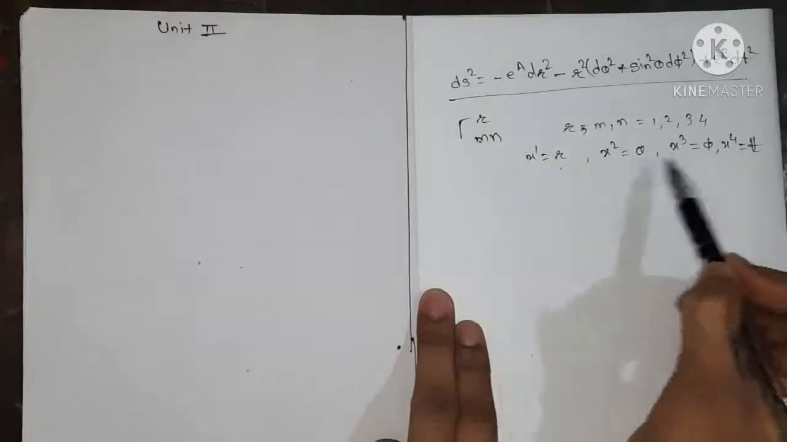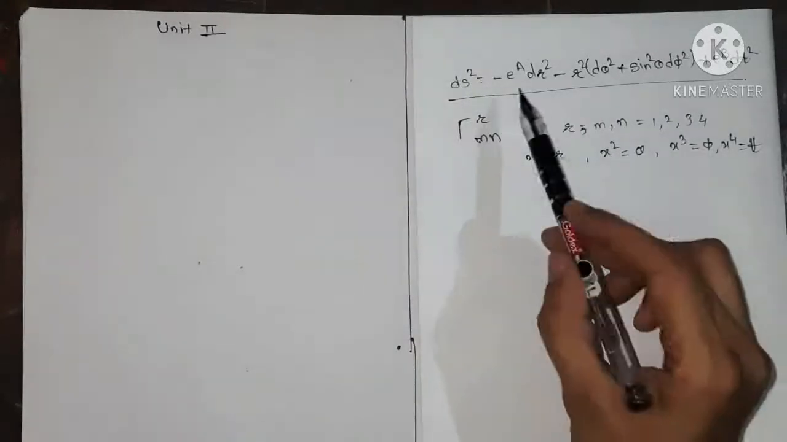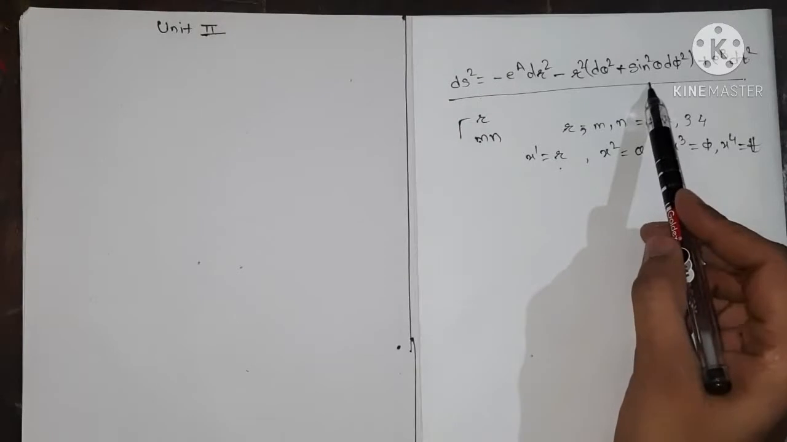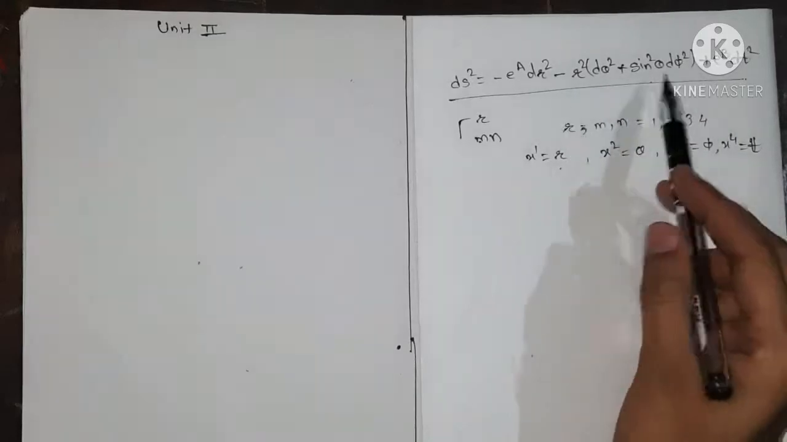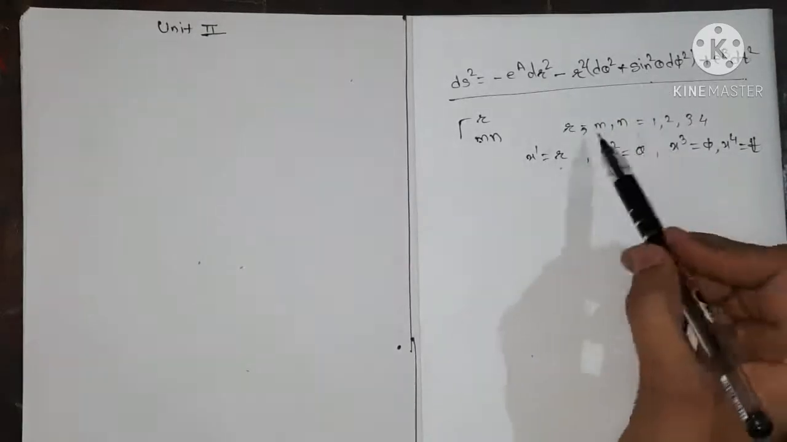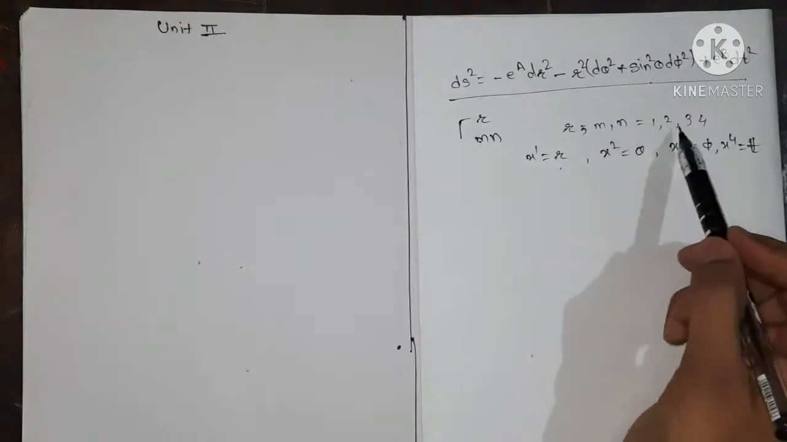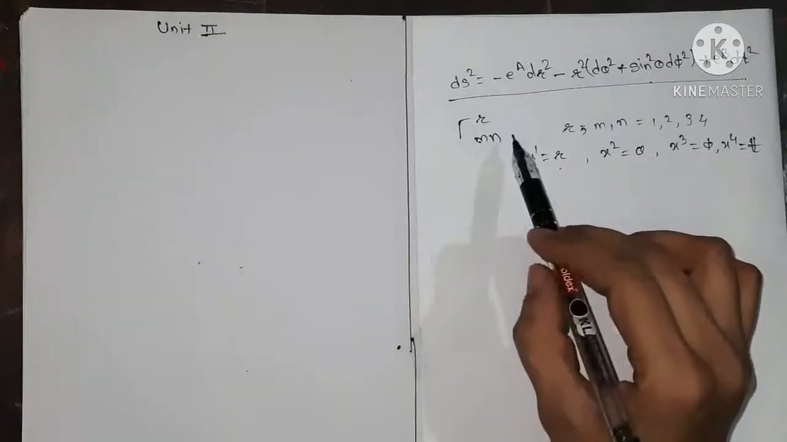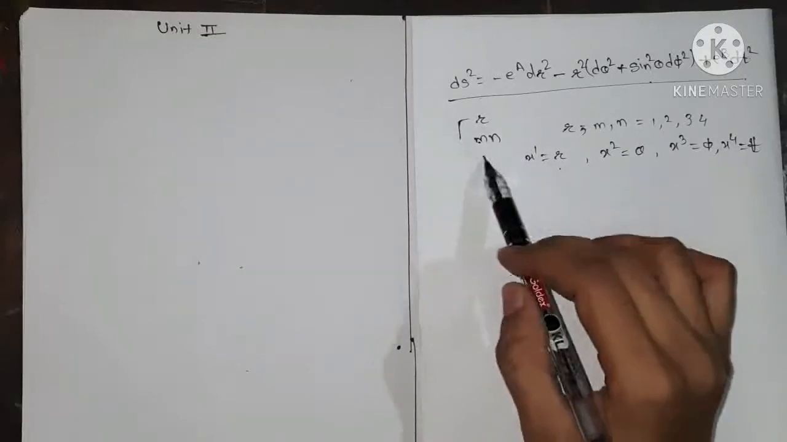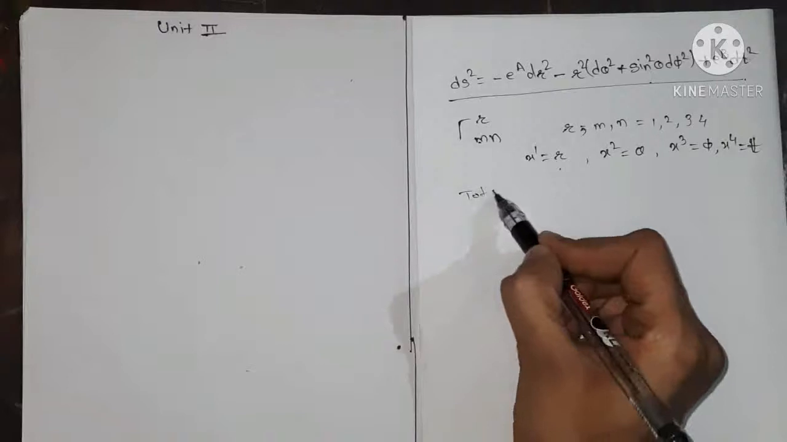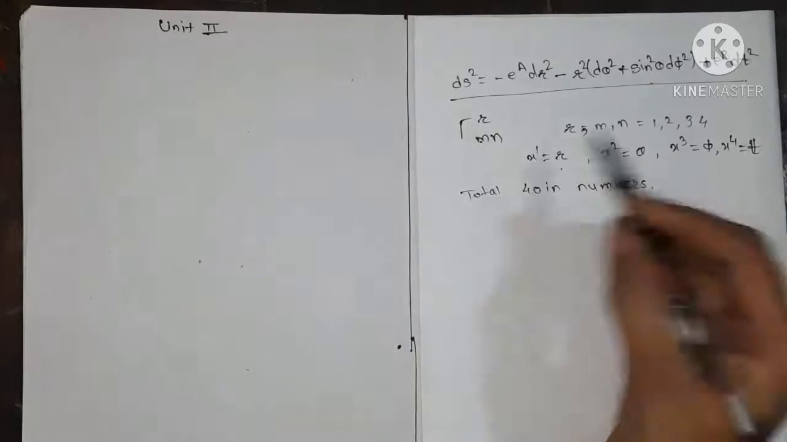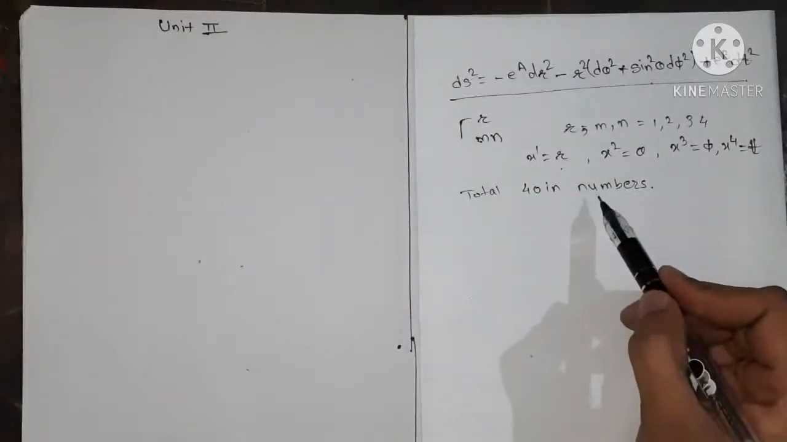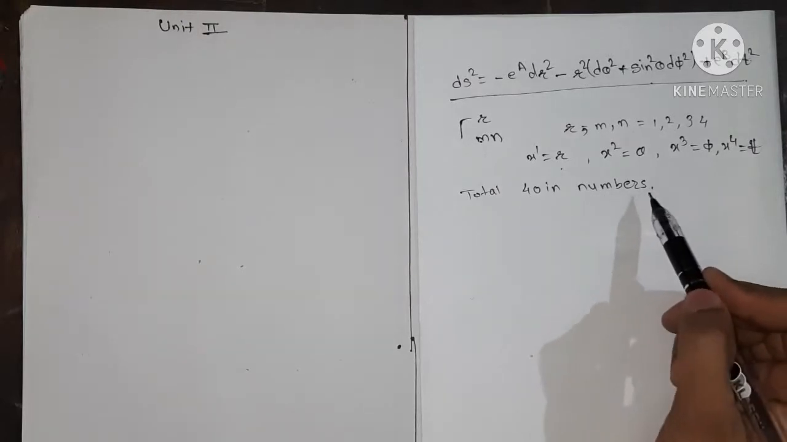Here r, theta, phi and t are in spherical polar coordinates, therefore we call this line element a spherically symmetric line element. Now, as r, m, n vary from 1, 2, 3, 4, if we compute all these Christoffel symbols there are a total of 40 numbers. Computing all these 40 symbols is inconvenient, because it takes much time to solve.